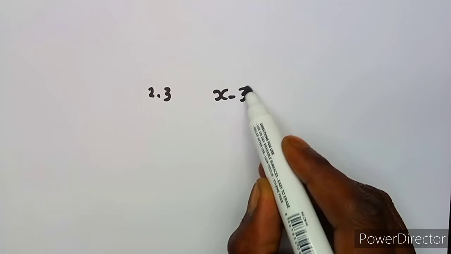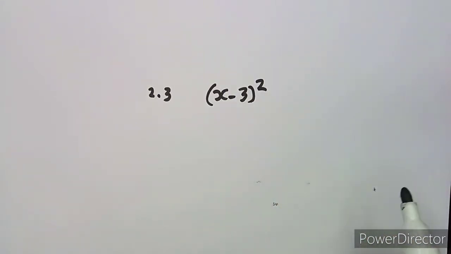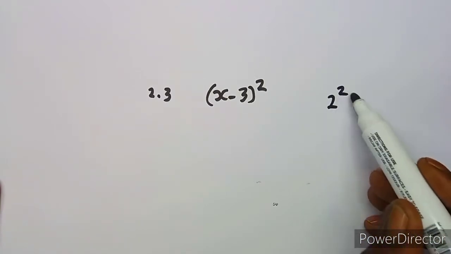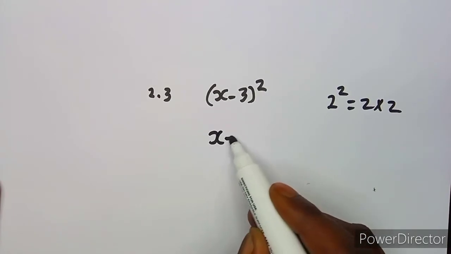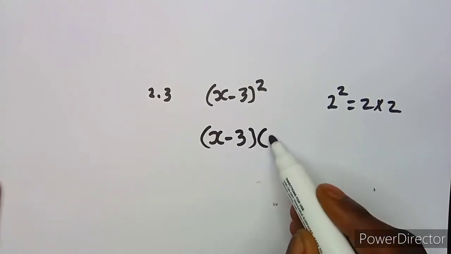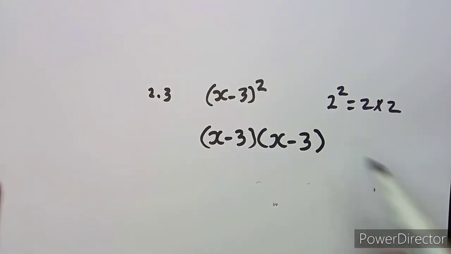Remove the brackets and simplify. So this one was a straightforward question, guys. On 2.3, how do you remove brackets if you are given a squared like this? A squared means you've got two brackets which are multiplying each other, just like 2 squared is 2 times 2. So this literally means you've got x minus 3 into x minus 3, like that.